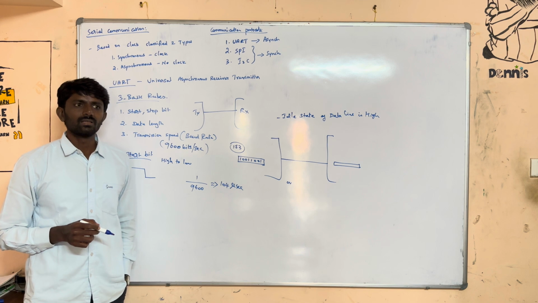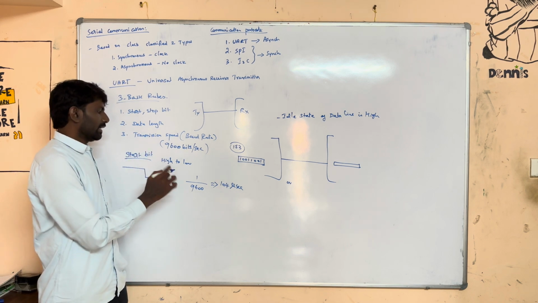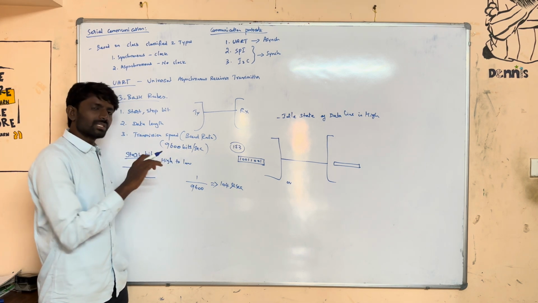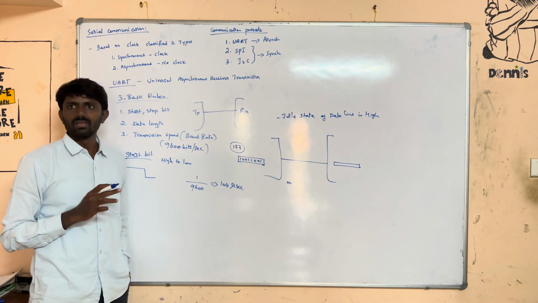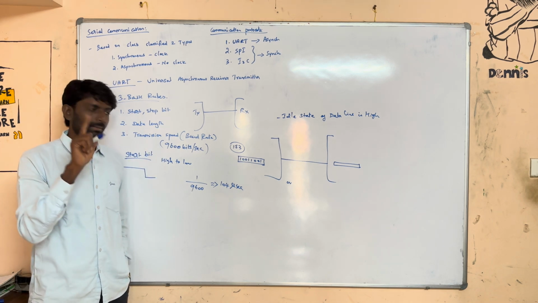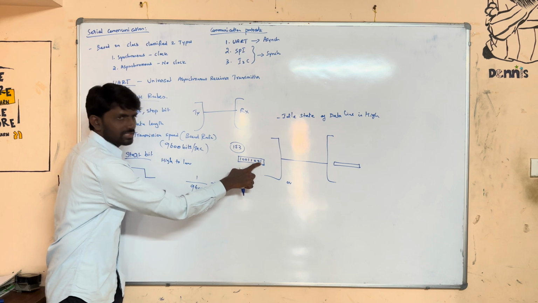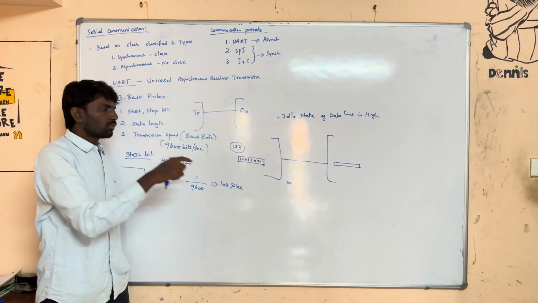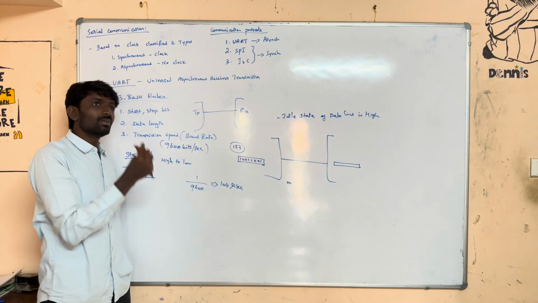Getting it, right? So see, in 1 second he is able to send 9600 bits. To transfer 1 bit, I am talking about this first one you are sending, that is 1 bit, right? To transfer this 1 bit, how much time is needed?